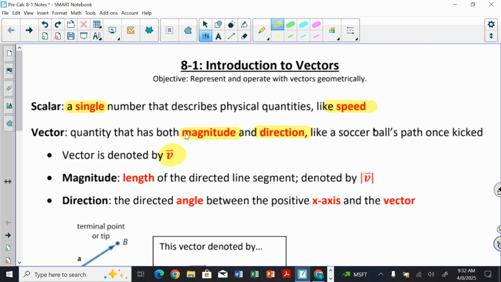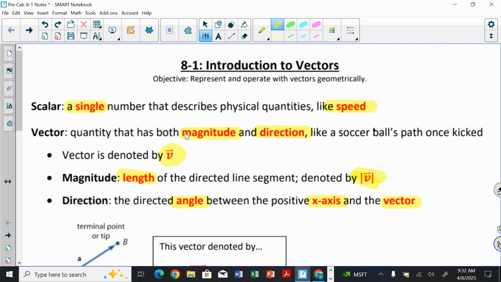What is a magnitude? Magnitude is the length of the directed line segment. And that is an absolute value thing, right? Because it doesn't matter which way you kick the soccer ball, it's going to be a positive distance. So it's the length of the directed line segment. All right, the direction. So this is the directed angle. We have an angle between the positive x-axis and the vector. That would be your direction.